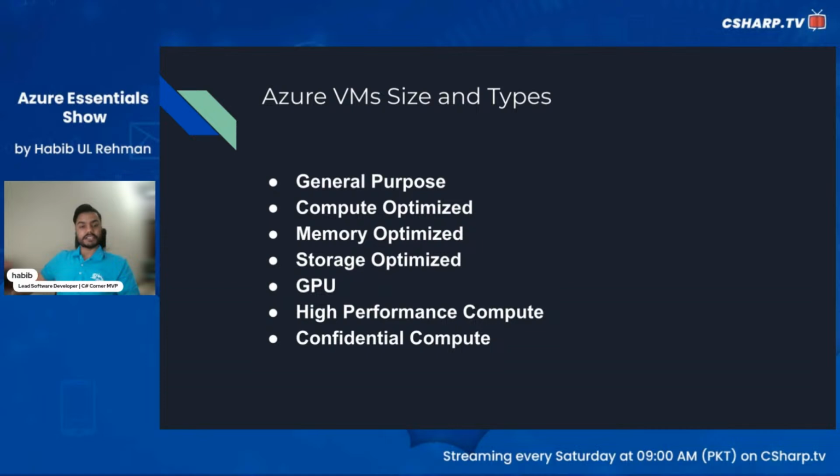Then we have the GPU optimized type. This one is optimized for heavy graphics rendering and video editing. It's suitable for model training and inferencing with deep learning simulations. Then we have high performance compute. This one is optimized for intensive compute workloads, and this type of virtual machine is best for applications like molecular binding, where we need a lot of compute performance, simulation, and other HPC workloads. So these are high performance virtual machine types.